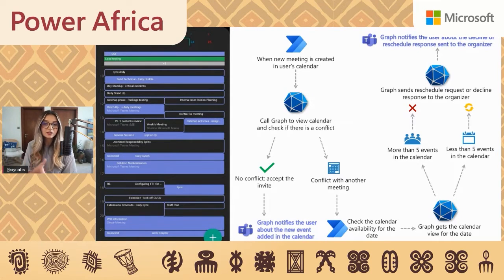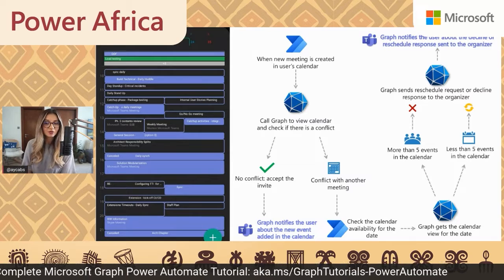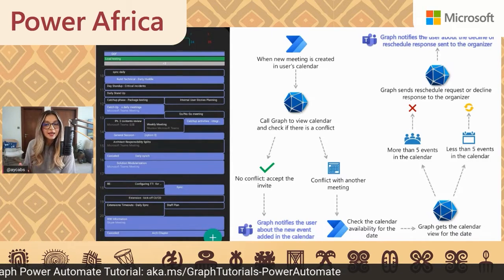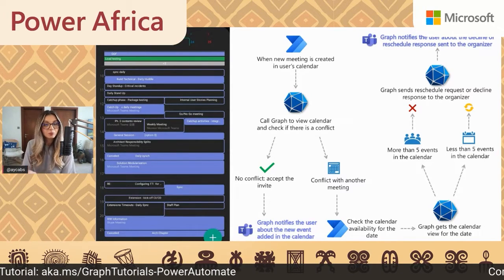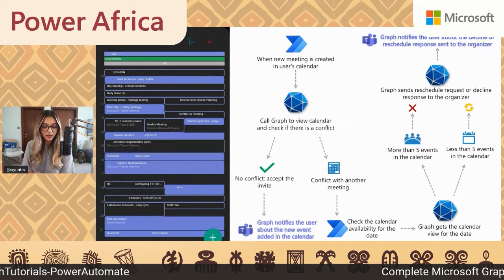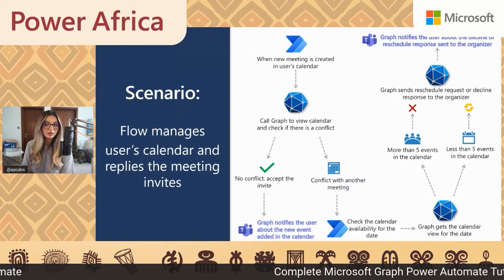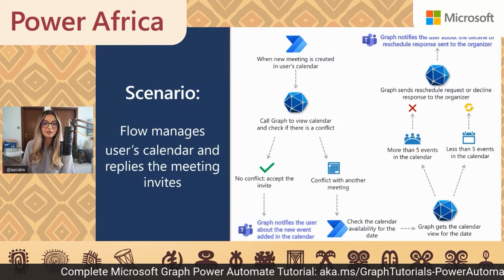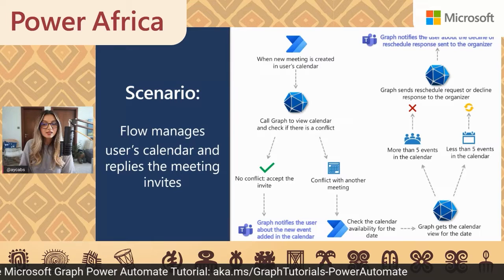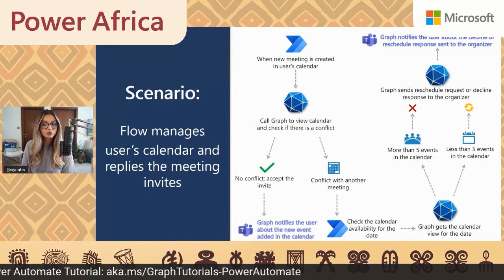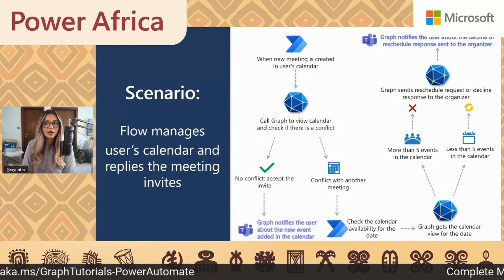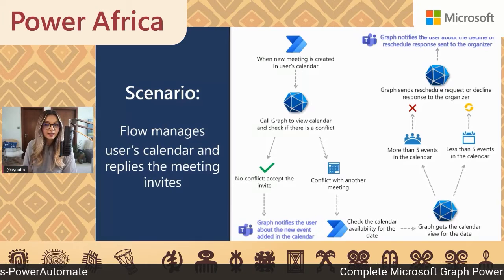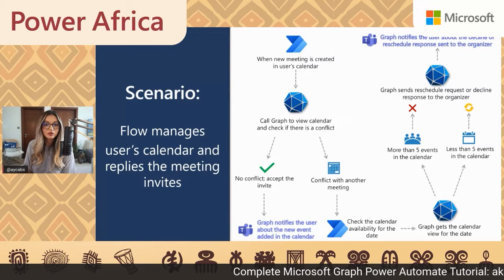So this is the real case, and it is actually my calendar from March, April, and it was quite busy because of the new COVID situation. And I decided to build this solution for my own calendar. So the scenario is Flow manages users' calendar and replies to the meeting invites. Of course, using some AI here would definitely improve the solution, but even this way, with Flow, without adding anything, but just using Power Automate building connectors helped a lot.